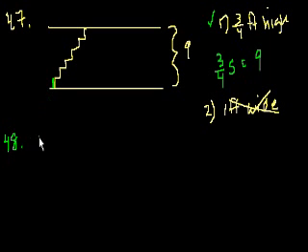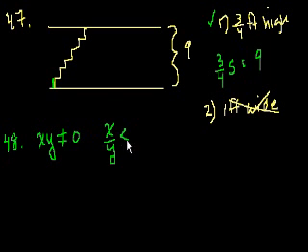Next problem, 48. If xy does not equal 0, that tells us that neither x nor y is 0, right? Is x divided by y going to be less than 0? In order for this to be true, x divided by y has to be negative, which means that either x or y, but not both of them, is negative, right? That's the only way you can get a negative number when you're dividing. If both of them were negative, this would be a positive number.